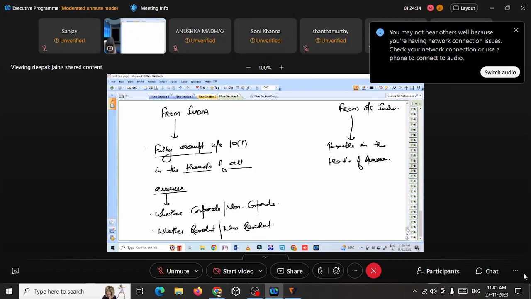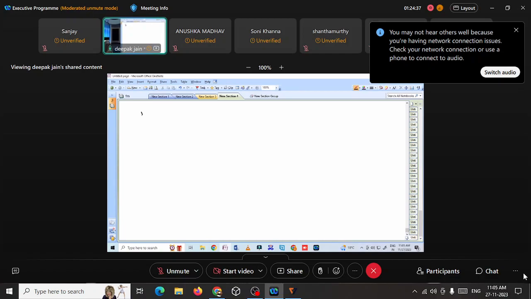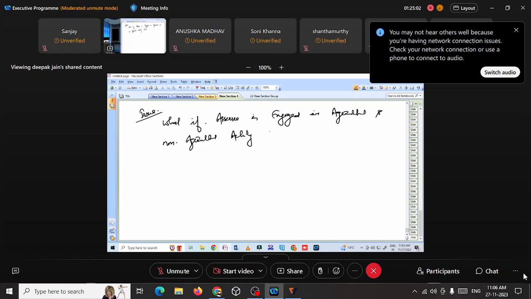Now the issue is, what if the assessee is engaged in agricultural and non-agricultural activities simultaneously? For example, cultivation of potato.